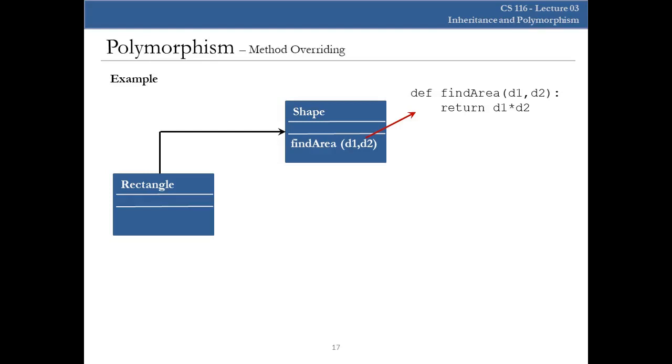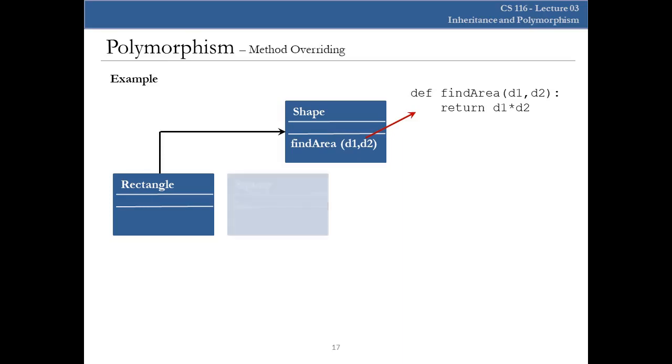Assume that this findArea method has not been defined in this class Rectangle. So if I instantiate an object of this class Rectangle and I try to invoke this method findArea, what will happen? Since your machine will not find that method in class Rectangle, it will go to its parent class, and this already defined findArea method will be called. Now this implementation works absolutely fine for a rectangle, because you can simply pass the two parameters of a rectangle, length and breadth, and it will simply return me length multiplied by breadth, right?